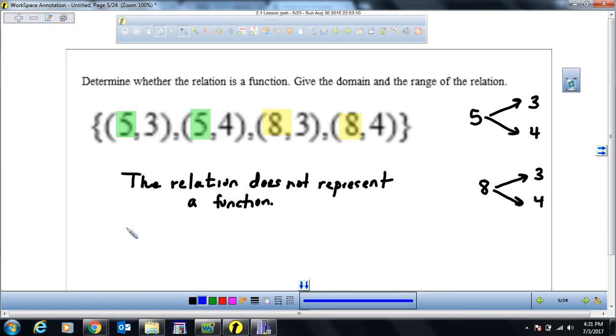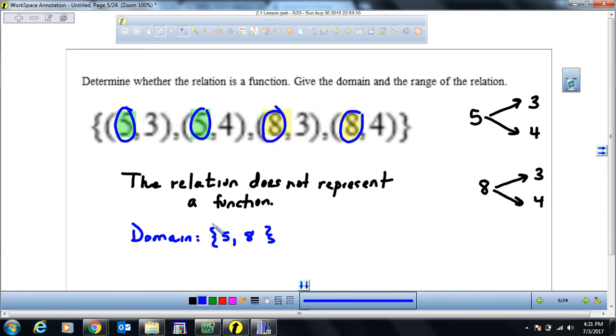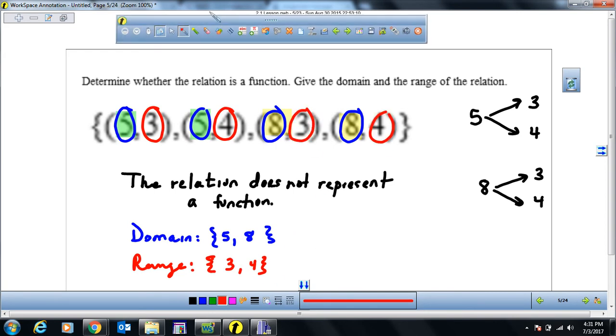Now the domain and the range would basically be the collection of all the x values and the collection of all the y values. So all the x values will be just 5 and 8, because those are the only two x values in this relation. Even though the 5 is being repeated, we're just going to write it one time. Likewise, the range of this relation is going to be the values 3 and 4. Those are the only values of y of this relation. They're being repeated, so we just write each value once.